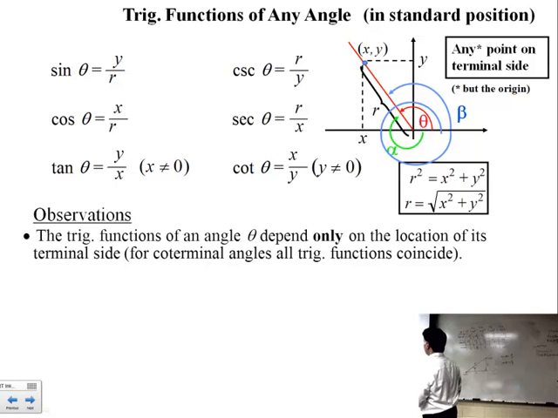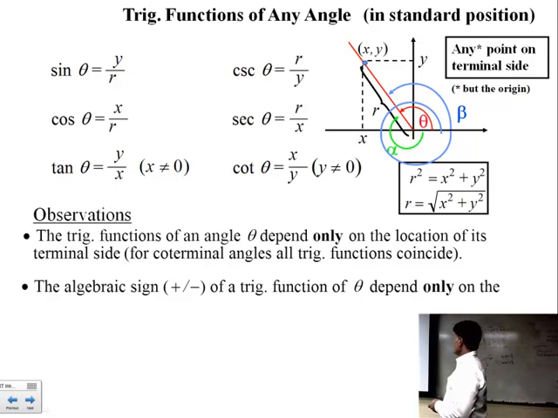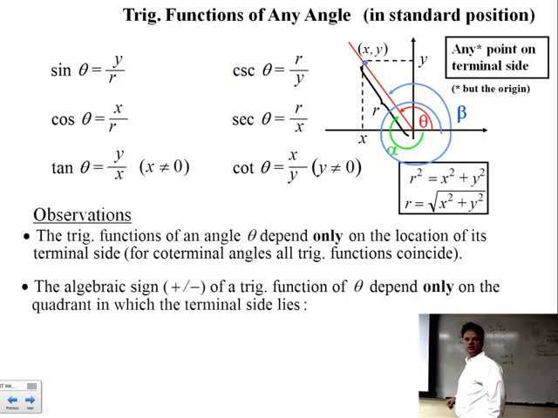So the trig functions only depend on the terminal side. They don't depend on the choice of where you put x and y. The algebraic sign, in other words positive or negative, of the trig function depends only on the quadrant where the terminal side is in. So in quadrant 1, all the trig functions are positive. In quadrant 2, for example, the cosine is negative, but the sine is still positive because y is positive and x is negative. The algebraic sign of the trig function only depends on the quadrant.